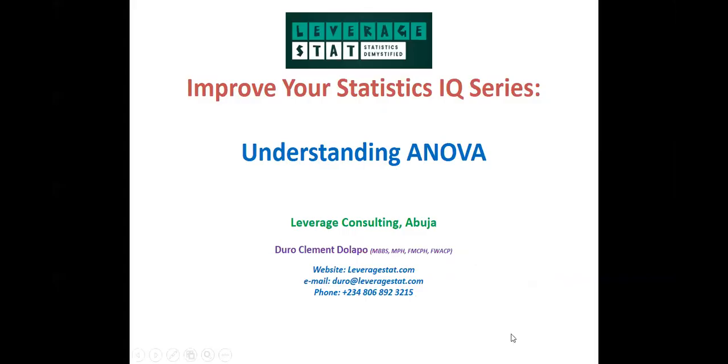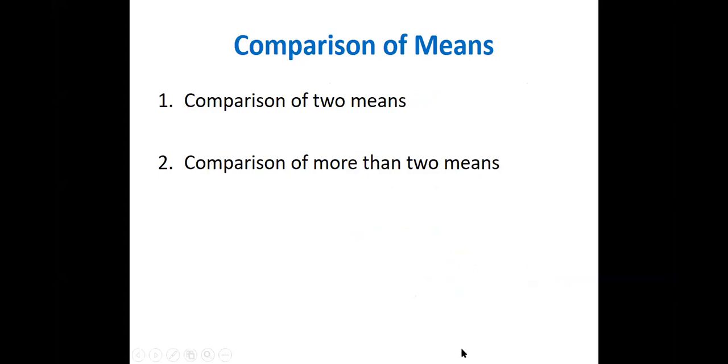Yes, today we want to quickly discuss ANOVA, understanding ANOVA. As you all know, when we compare two means, you have a quantitative variable. What I mean by that is something that you can only give a number, like age, like blood pressure. They are all quantitative variables. You summarize with mean, standard deviation. You can also summarize with median.